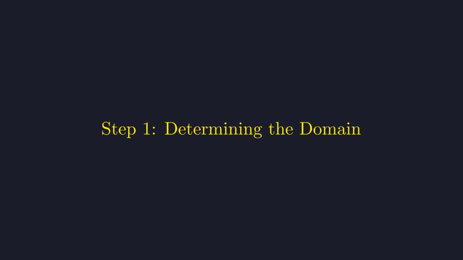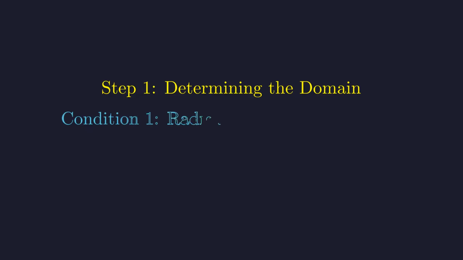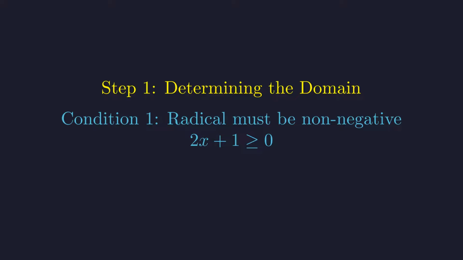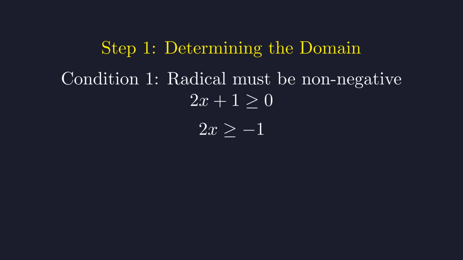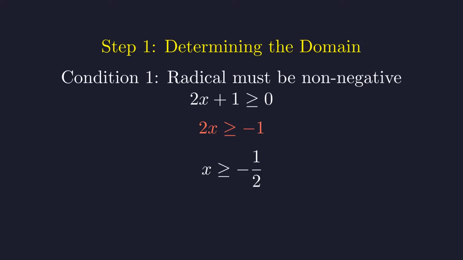Before solving, we need to find when this expression is well defined. There are two conditions that restrict the values of x we can use. First, we can't take the square root of a negative number, so 2x plus 1 must be non-negative. So we subtract 1 from both sides. So 2x is greater than or equal to negative 1, and dividing both sides by 2, our first constraint is x greater than or equal to negative 1/2.